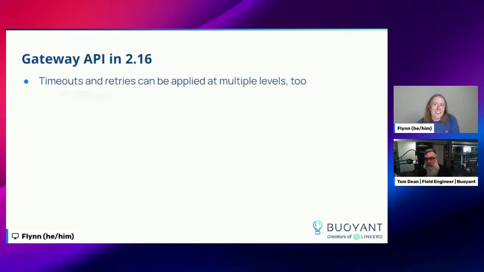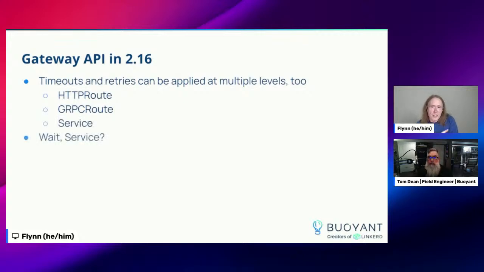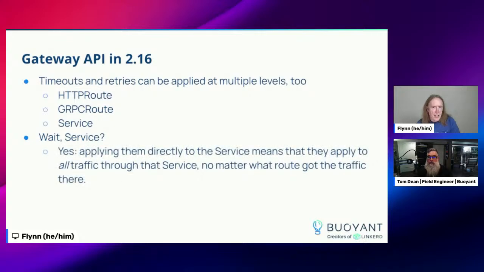I already mentioned that you can apply timeouts and retries to HTTP route and to gRPC route. You can also apply them to services. And if you apply one to a service, then no matter how traffic gets to that service, the retry or timeout applies, which gives you a sort of hierarchical way of approaching this stuff, which is pretty nice.